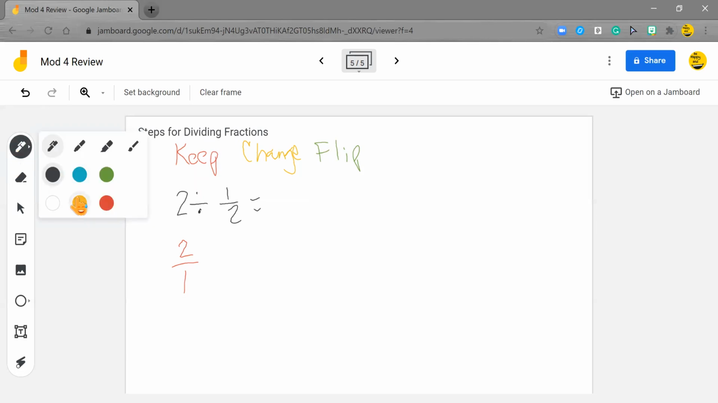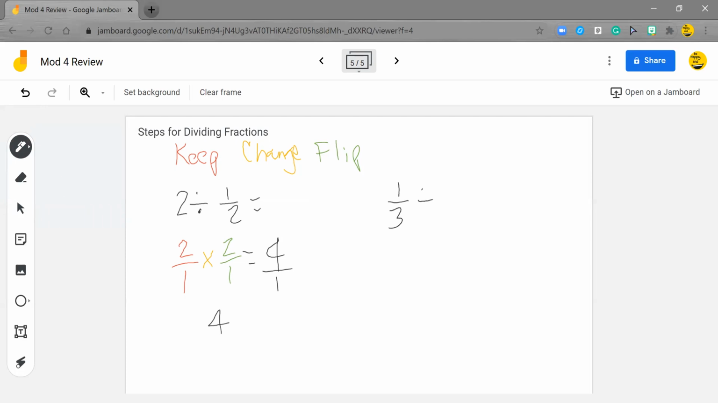I need to change my division to multiplication. And then I need to take the reciprocal of my 1/2, which is 2 over 1. So this answer would be 4 because I do 2 times 2 and 1 times 1, and 4 over 1. So my answer is 4.